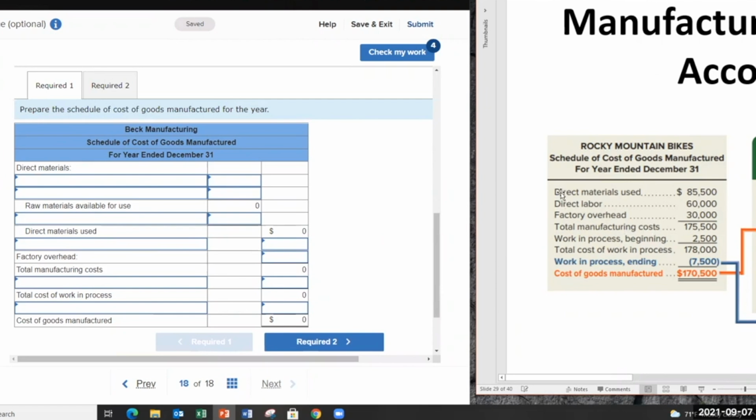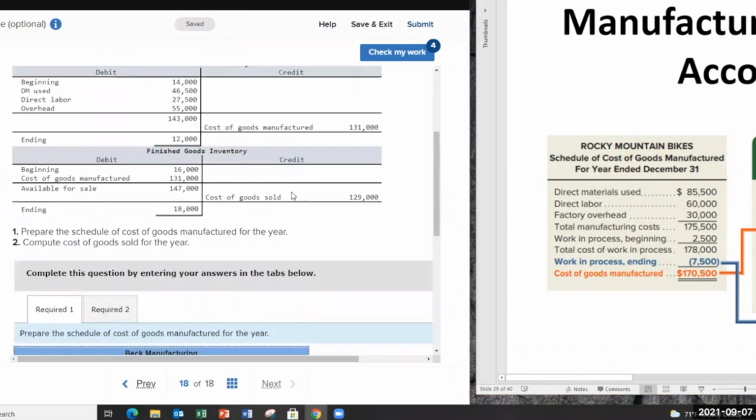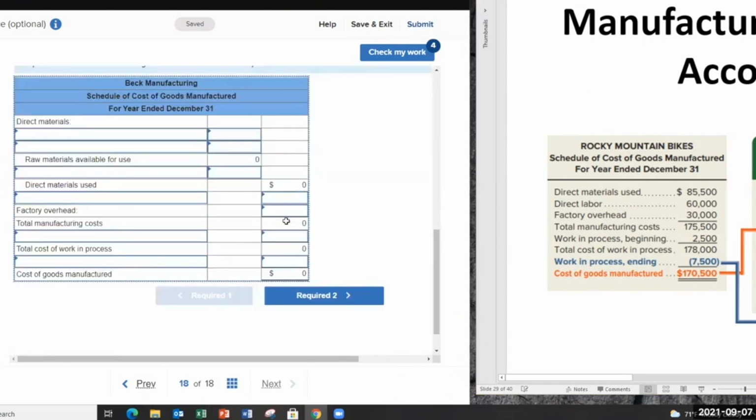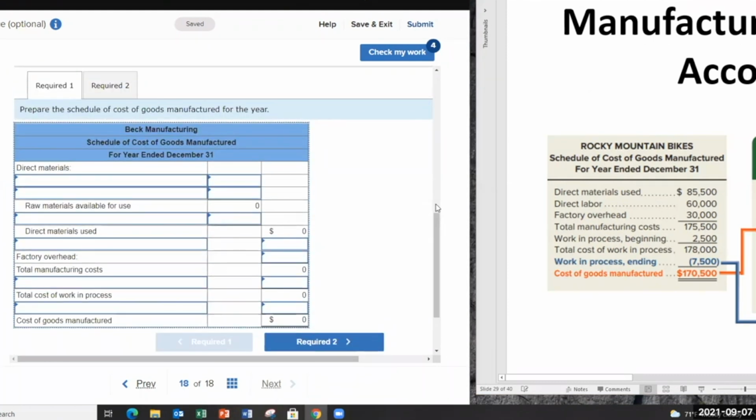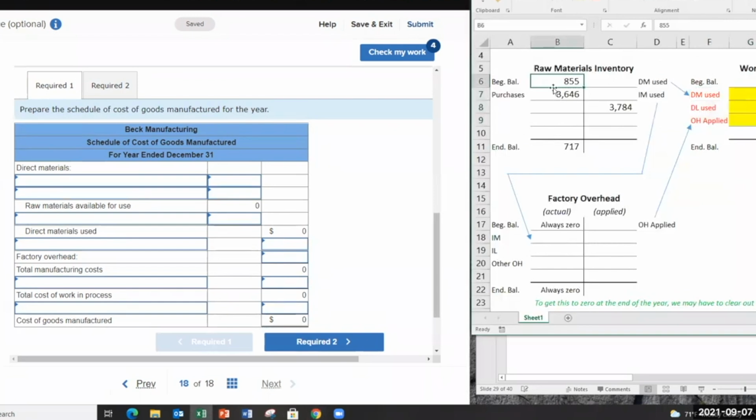So again, let's take a step back. What are the three main components of total manufacturing costs? It's direct materials used, direct labor used, and factory overhead applied. What is direct materials used? Well, it's right there, right? But unlike the other problem, they didn't just give us the answer, did they? They're making us calculate it. How do you calculate direct materials used? Well, it's your beginning plus your purchases minus your ending. So that's what they want us to do here.